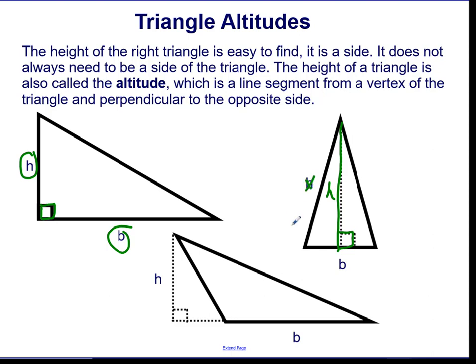In the obtuse triangle, I can draw the altitude and drop it from that highest point down so that I make a line that is perpendicular to the base. So then this side becomes the height and this side remains the base.